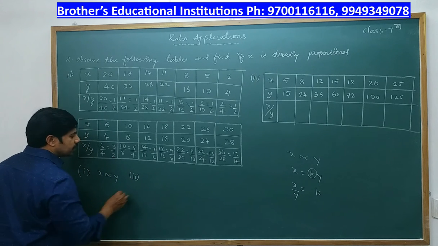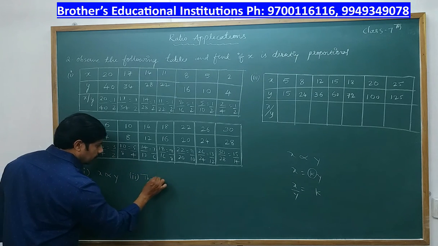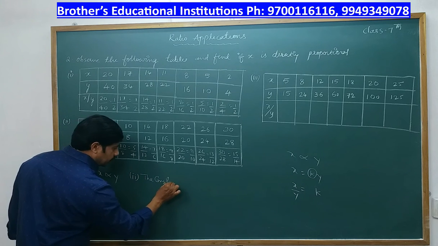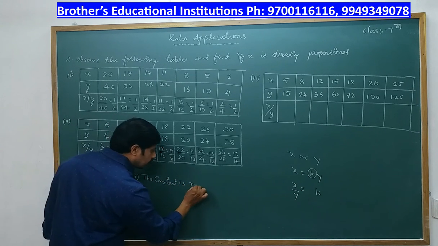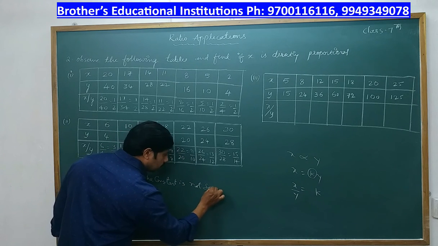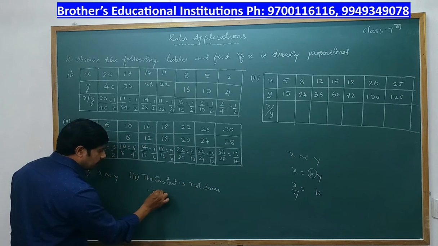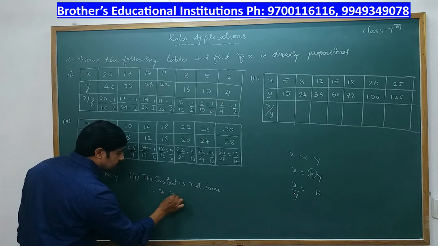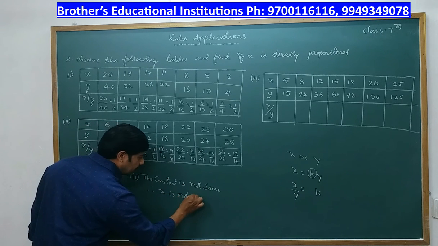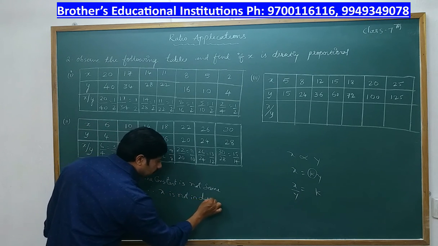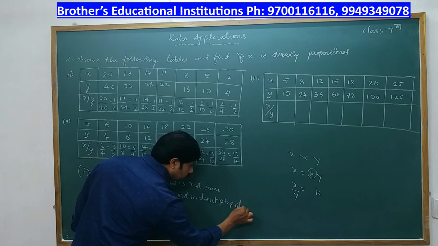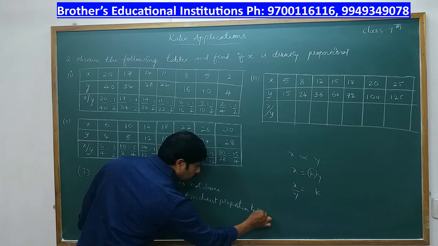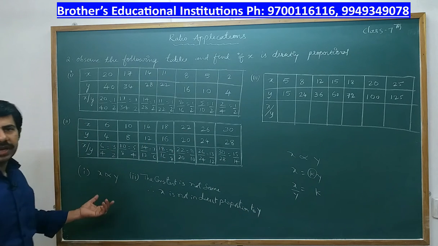So what we have to write is the proportionality constant is not the same. So therefore x is not in direct proportion to y. Okay, so the second one is completed.